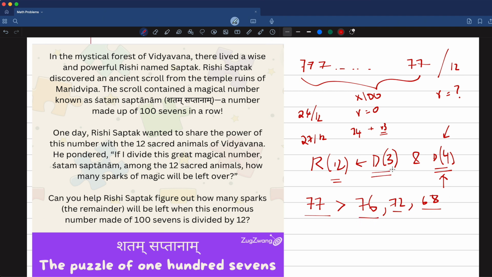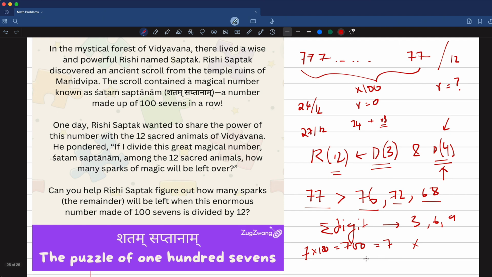What is the divisibility rule for 3? The sum of the digits recursively needs to add up to either 3, 6, or 9. So let's think about the sum of the digits for this magical number. That would be 7 times 100, which is 700. Recursively added, that gives 7, and therefore it's not divisible by 3.